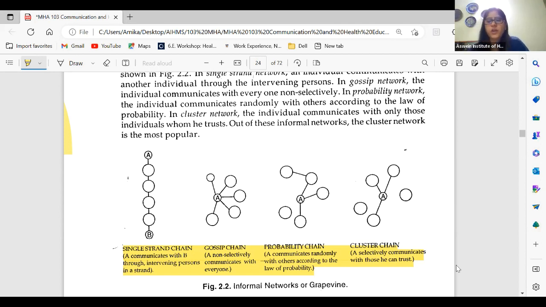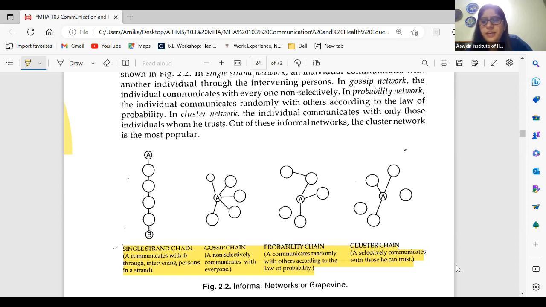Probability chain. What happens in this? This has some probability. For example, it can be intra-departmental, interdepartmental, or sometimes between a close group of people, friends. For example, 5 people are involved and they have the same supervisor. They have some issues with the supervisor. So the probability is it will remain between them because they are going through the same situation.